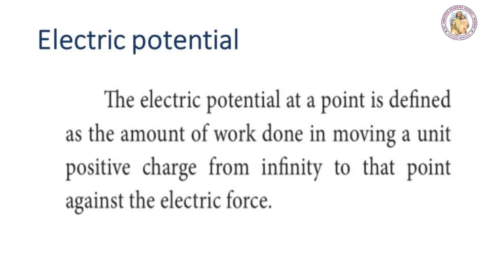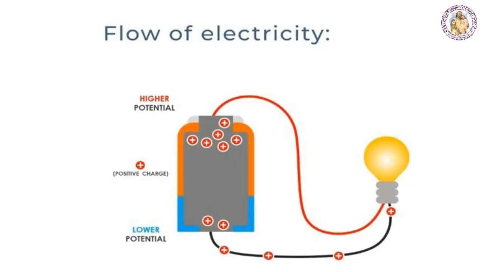So, what is electric potential? The electric potential at a point is defined as the amount of work done in moving a unit positive charge from infinity to that point against the electric force. Flow of electricity. In a battery, there is a positive and a negative charge. So, where is the higher potential? In the battery, that is the positive terminal. So the charge will move from higher potential to lower potential.